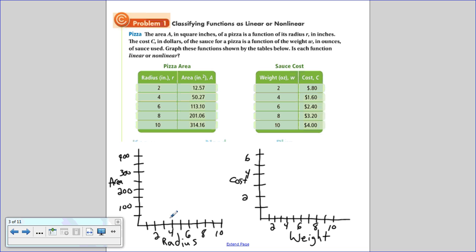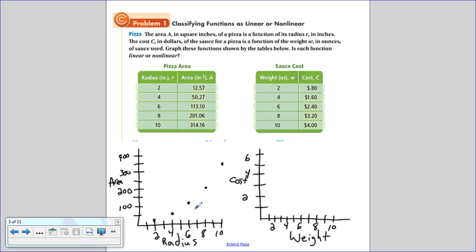When the radius of a pizza is 2, the area of that pizza is 12.57. So 12.57 is going to be right about there. When it is 4, it's up at 50.27, so here's about the 50 line. When it goes to 6, it shoots up to 113. That's about right there. Looking kind of linear. When it hits 8, it shoots up to 200, which is about there. And then 10 goes up to over 300.